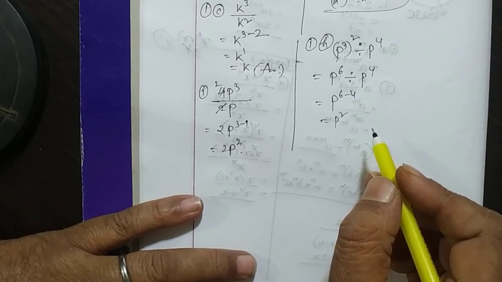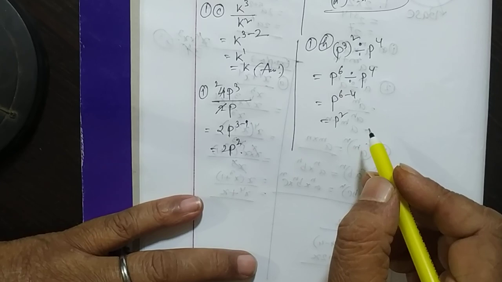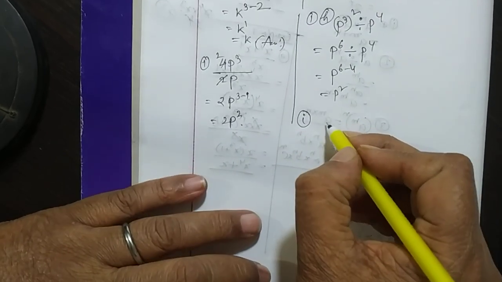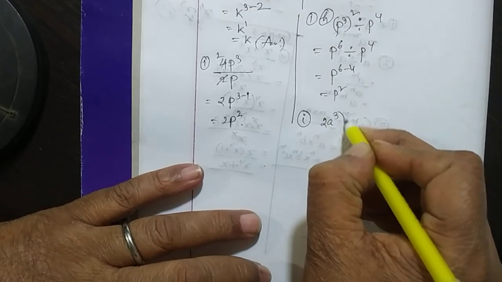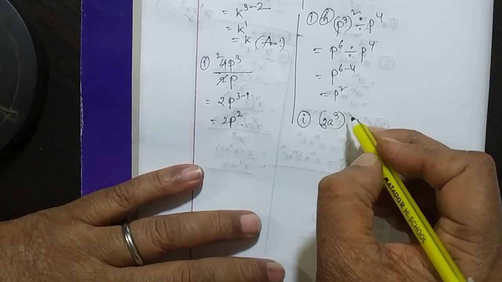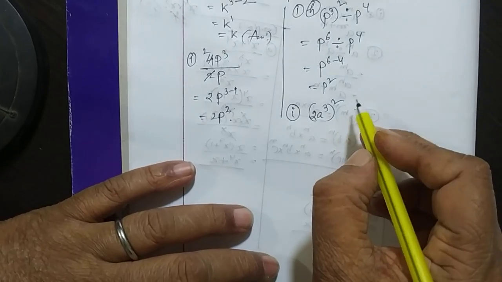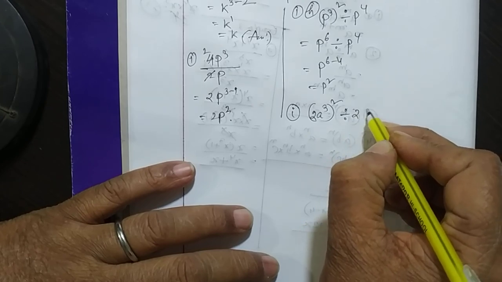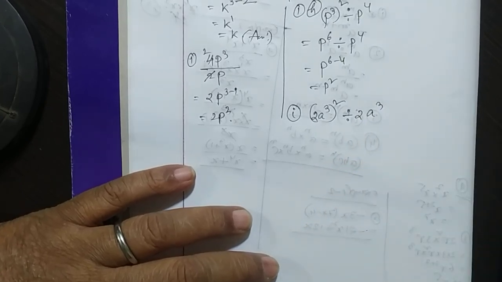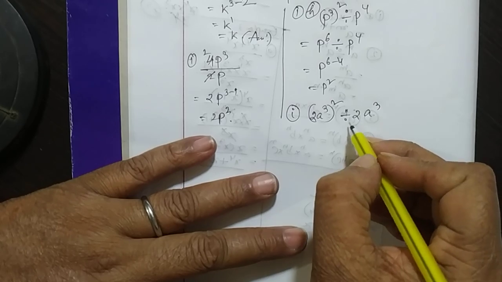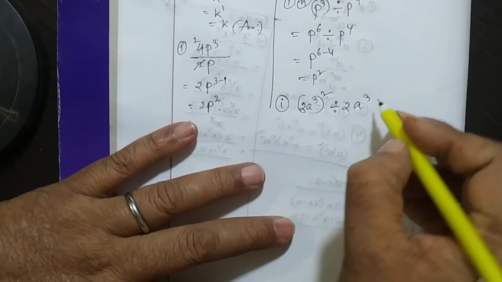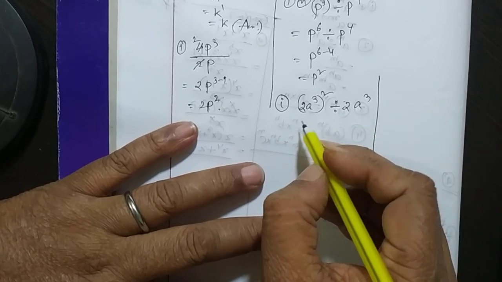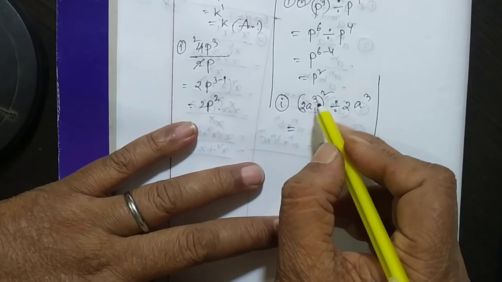Now we can go further, more calculations, where I is another important math, that is (2a^3)^2 divided by 2a^3. Here one thing is very important, first solve this math, then we will discuss other things.